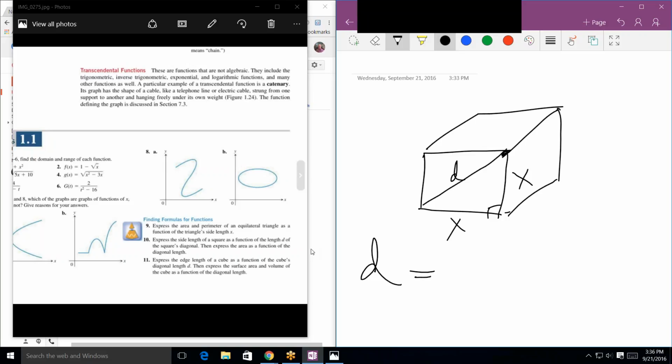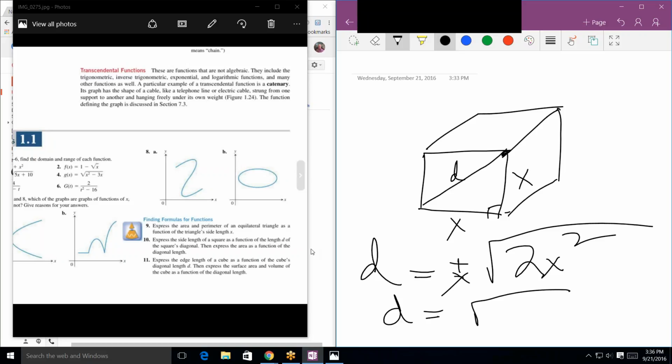Okay, so d is equal to plus or minus the square root of x squared plus x squared, or 2x squared, correct? Yes. Now, the minus we can throw out because we can't do that in a geometry problem. All dimensions have to be positive. You cannot have negative dimensions. So we have d equals the square root of 2x squared. Well, the question calls for expressing the edge length, and the edge length is x, so we actually have to solve that equation for x.